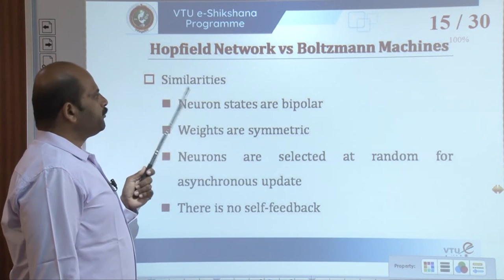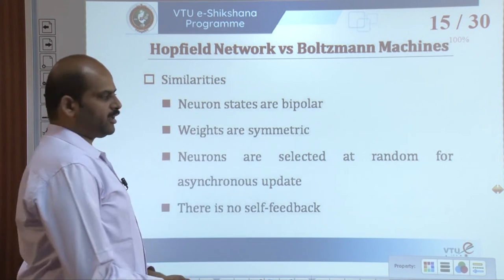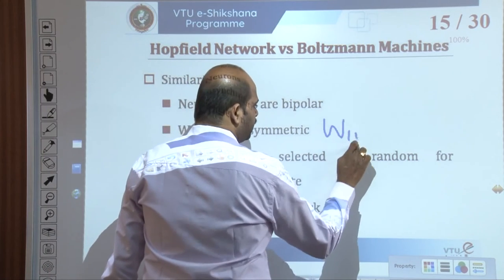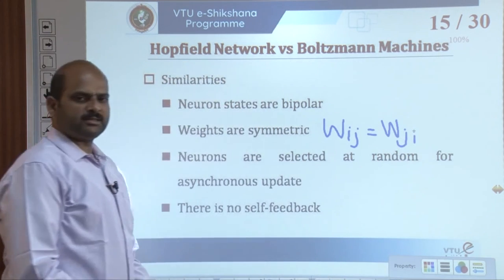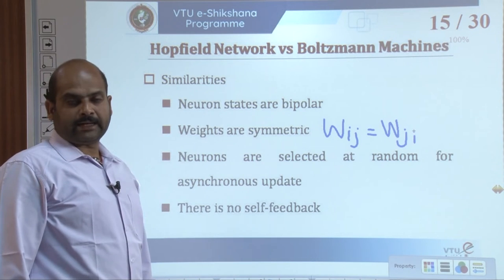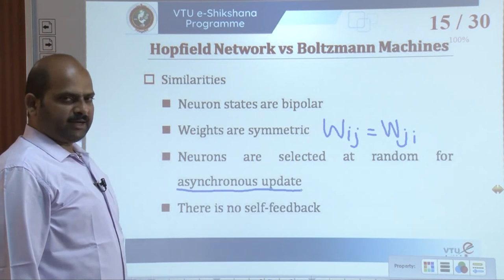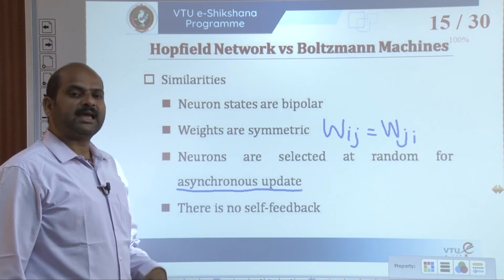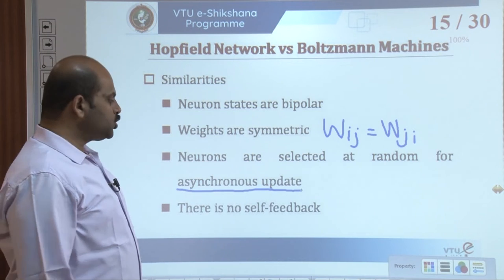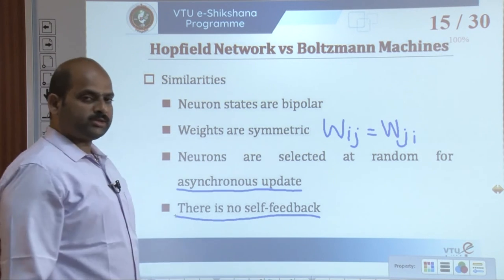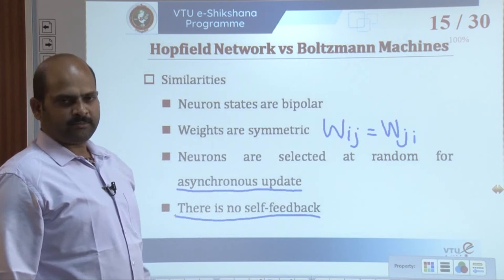So, similarity: if you look at both models, the neuron states are going to be bipolar and the weights are symmetric. As we are already aware, the weights are symmetric: Wij is equal to Wji. And neurons are selected at random for asynchronous update. As we have already seen, that is going to be asynchronous updates. And there is no self-feedback in both systems. There is no self-feedback. These are the similarities between the Hopfield network and the Boltzmann network.